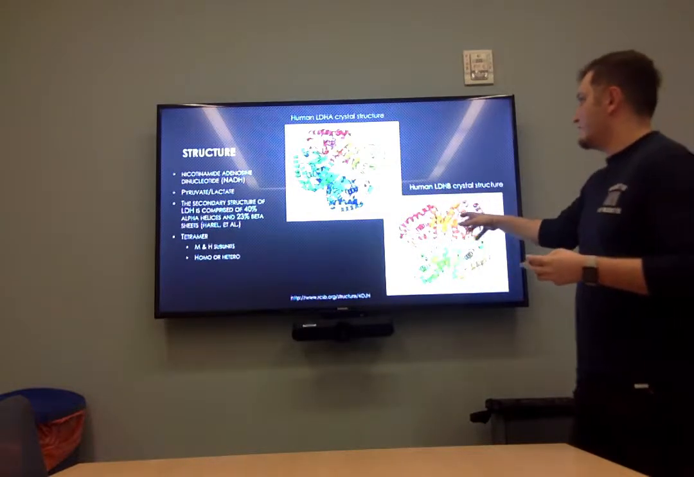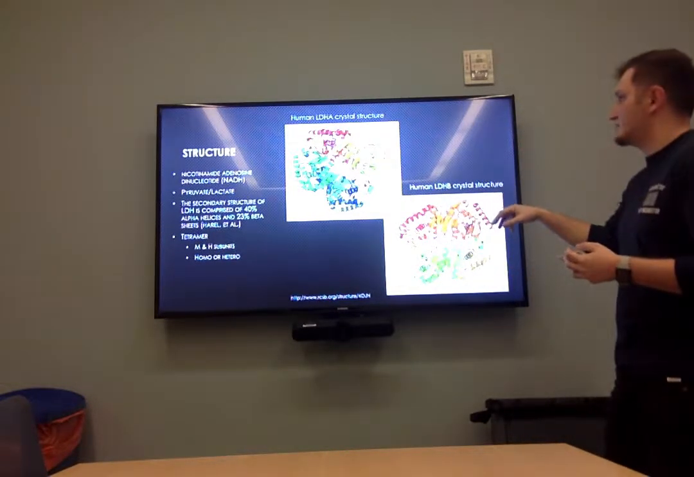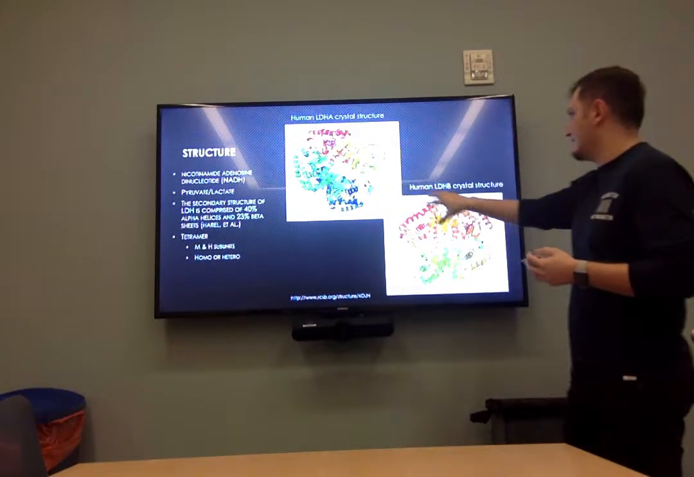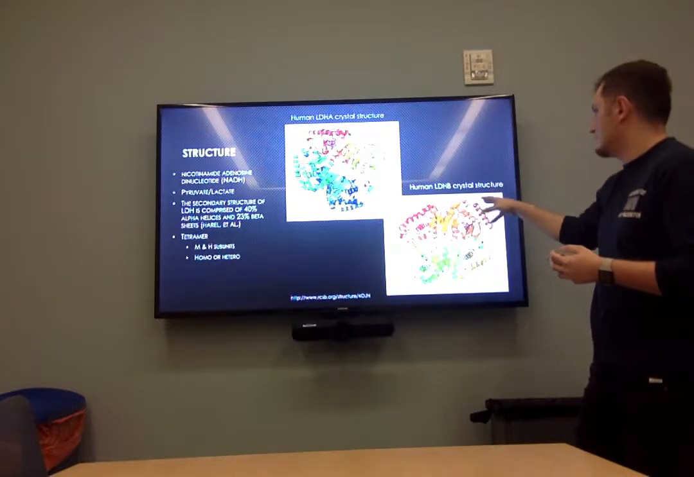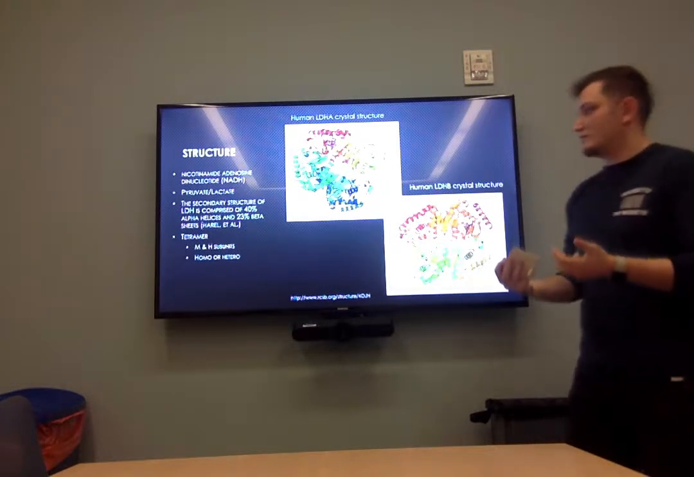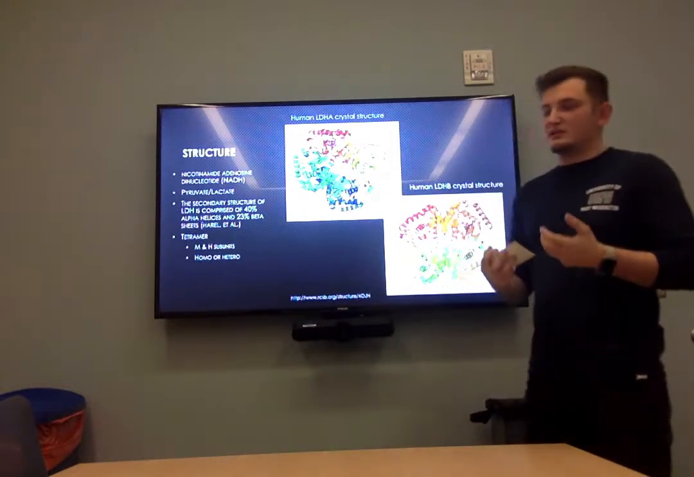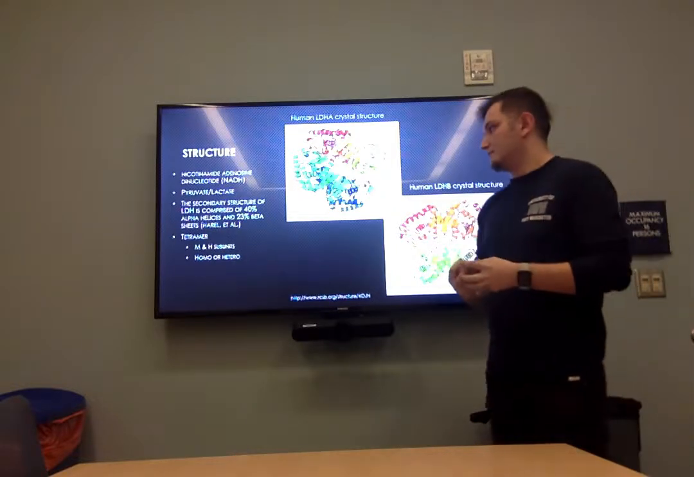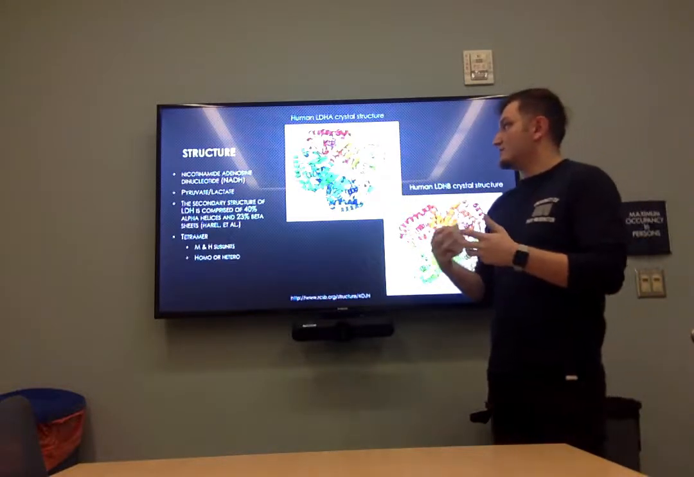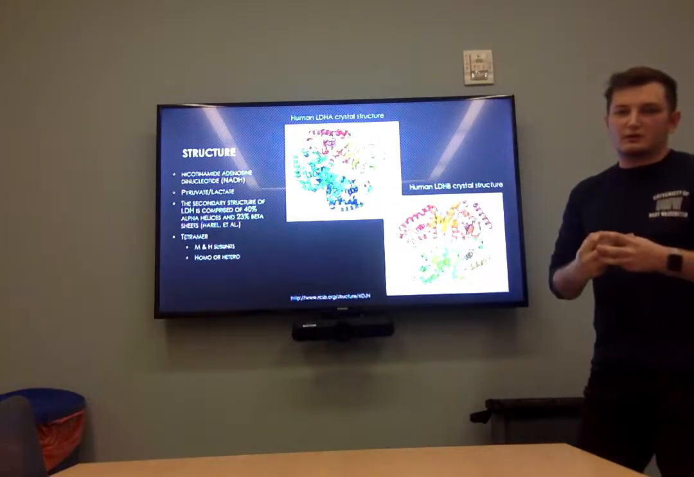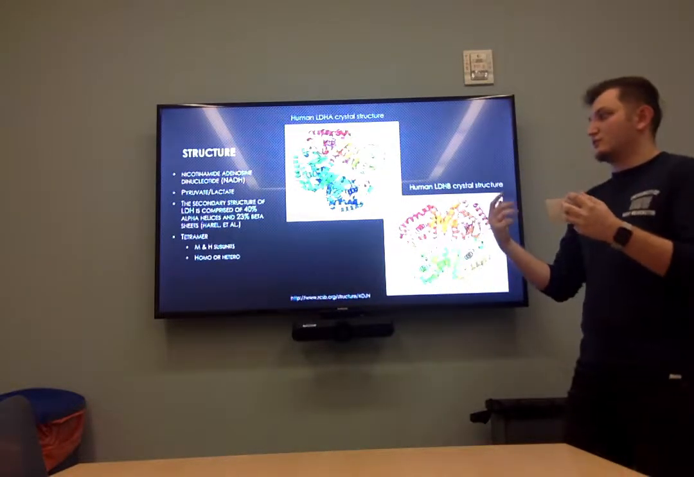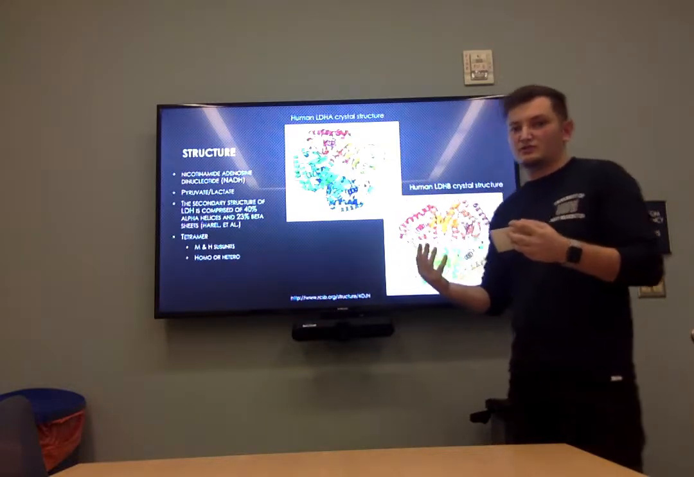So right here I have the apo enzyme of LDH. Up top I have the human LDH crystal structure, and down here I have the human LDHB crystal structure. It's considered a tetramer composed of two subunits, the H subunit and the M subunit. This enzyme is considered a homo or hetero tetramer, mainly because it could consist of 4 M subunits, 4 H subunits, or a mix of the two.